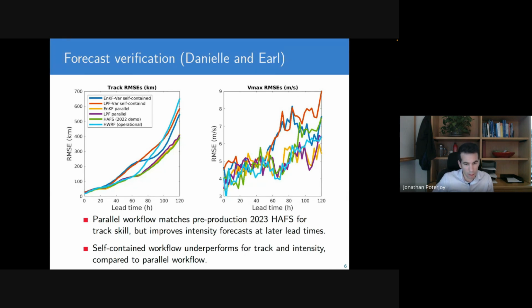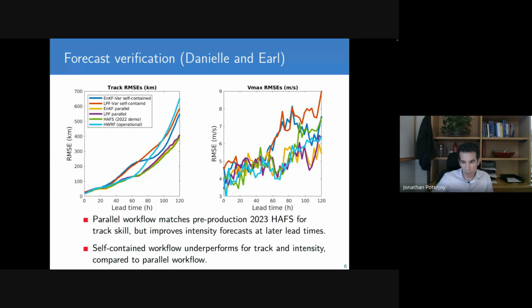Another thing I want to note is comparing our parallel workflow to what I'm going to call the future operational HAFS, which is the green. In terms of track, they're comparable skill, but we have slightly better skill for Vmax out past 80 hours, and so there's at least some positive benefits from feeding in a mesoscale error covariance estimate that we spun up on our own.